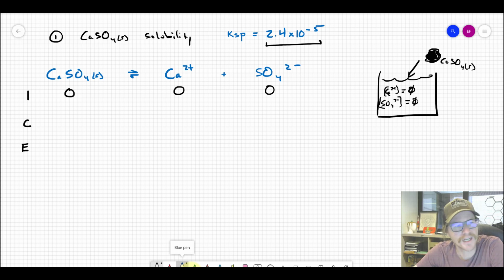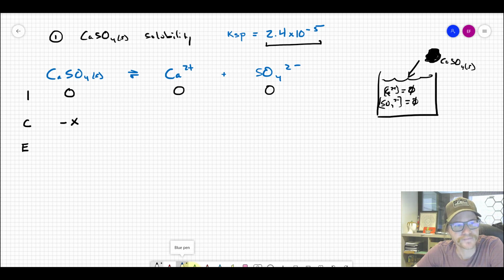In terms of change here, some amount of this original solid, regardless of how much we have, it could be 10 grams or 100 or a kilogram or whatever, some amount of it, some mass of it is actually going to dissolve. So that means some amount that we had is going to be lost as it dissociates into the ions. And so we can signify that as a loss of X.